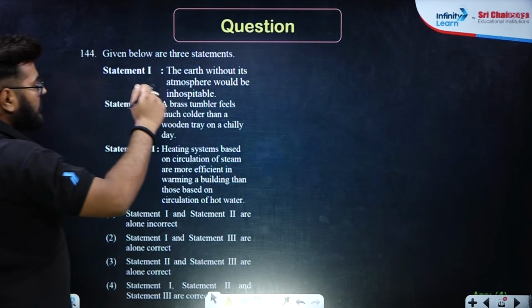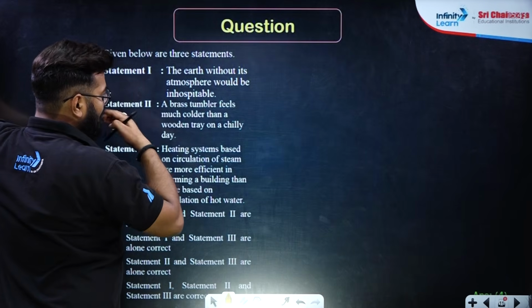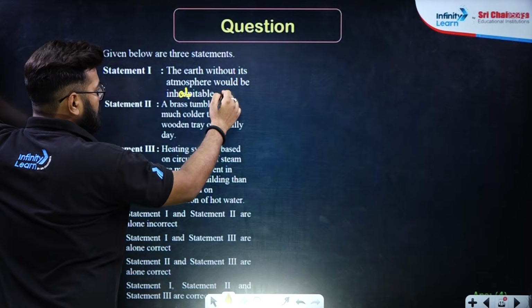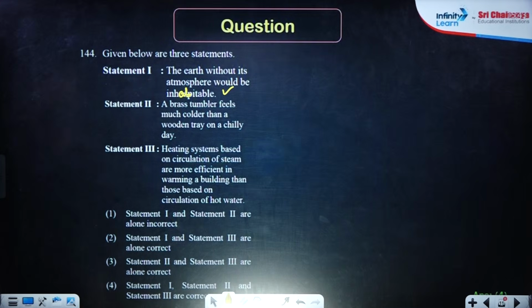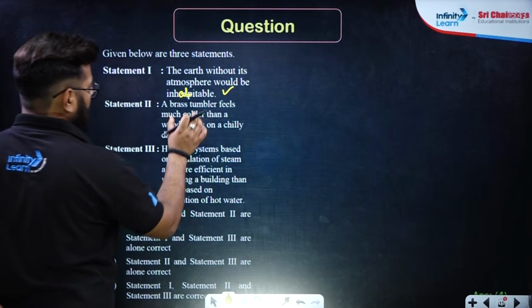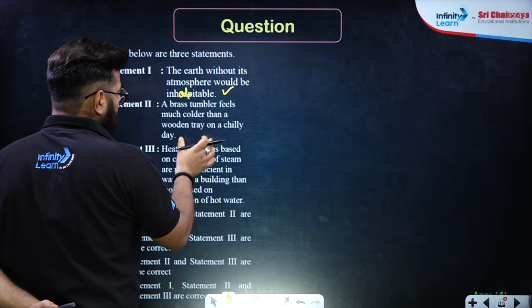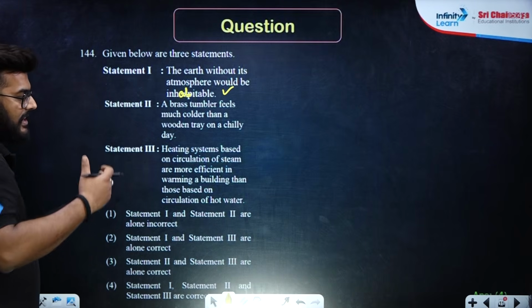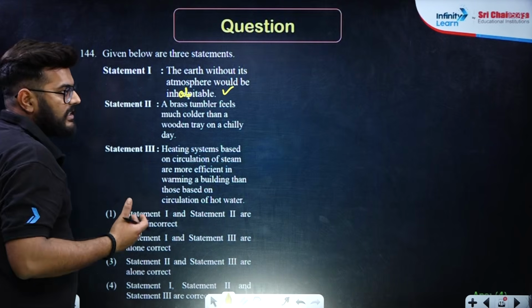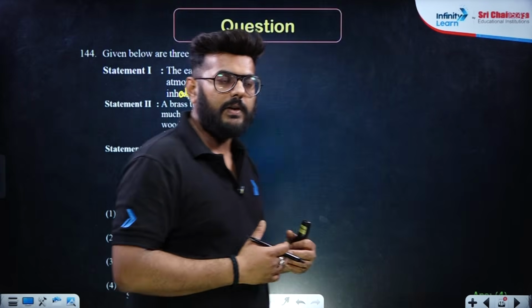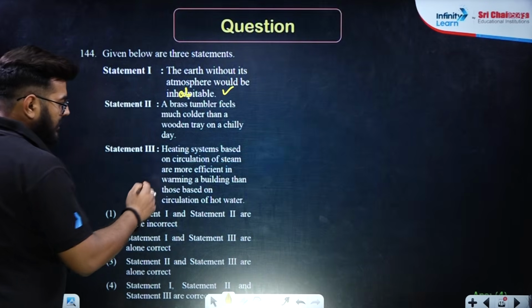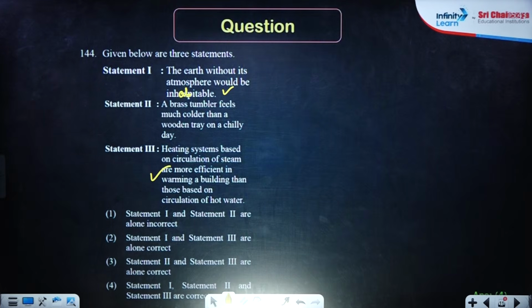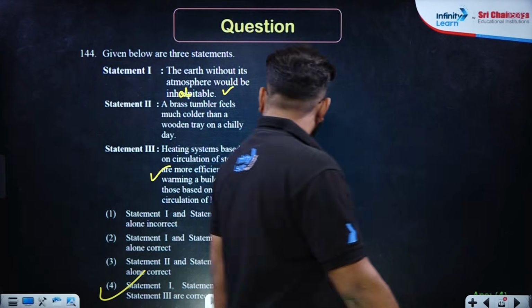The earth without its atmosphere would be inhospitable. I think it's inhabitable, not inhospitable, and this is right. Brass tumbler feels much more colder than wooden tray. Yes, it has high conductivity as compared to wood. Heating systems based on circulation of steam are more efficient in warming a building than those on circulation of hot water. Obviously, steam has higher energy. If you understand, steam has more latent heat as compared to the same hot water at 100 degree. So this is also right. All of the 3 are correct. Option number 4 is the right answer.